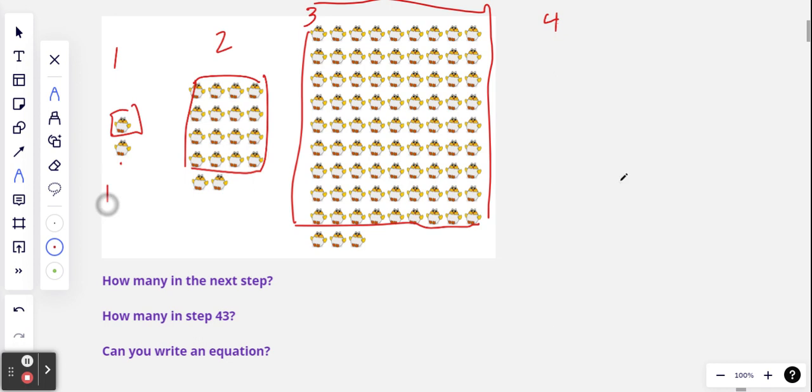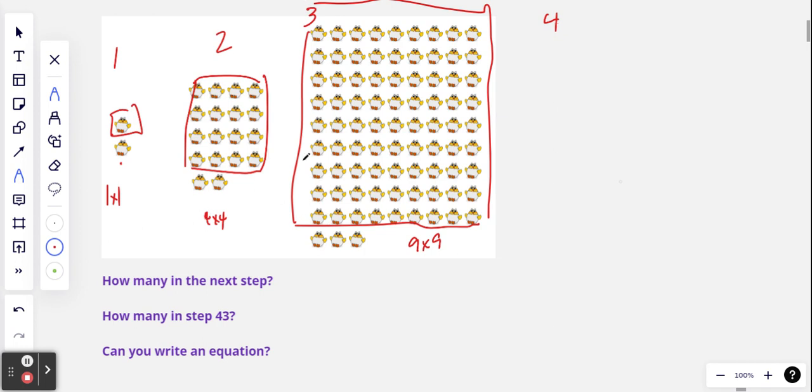So let's think about this. It's 1 by 1 here. It's 4 by 4 here. And it's, oh man, 9 by 9 here. So I've got in step 1, 1, in step 2, 4, and in step 3, 9. What jumps out at me is that those are the squares of the step number, right? 1 squared is 1, 2 squared is 4, 3 squared is 9.